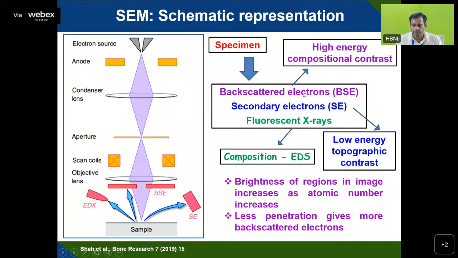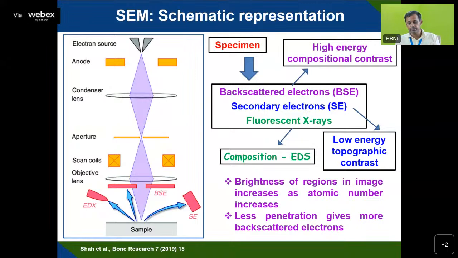Here, mainly two types of electron, as I told, the backscatter electron and secondary electron. Backscatter electron is mainly high energy, used for compositional contrast property study. The secondary electron, with low energy, you can use for topographic contrast. And for the composition, using electron energy, energy dispersive spectroscopy, by using fluorescent X-ray, you can get that structure. So the brightness of the region in the image increases as the atomic number increases. For example, as the atomic number Z increases, the brightness of the image will also increase.